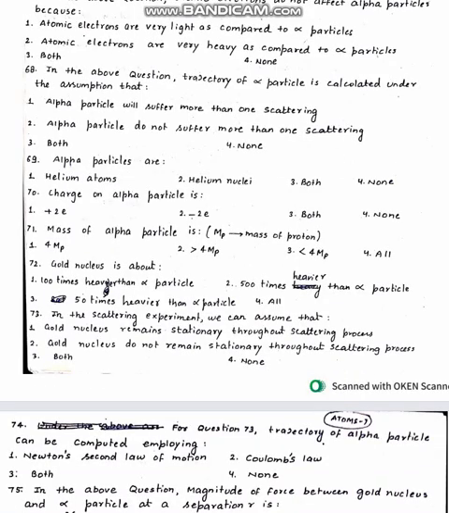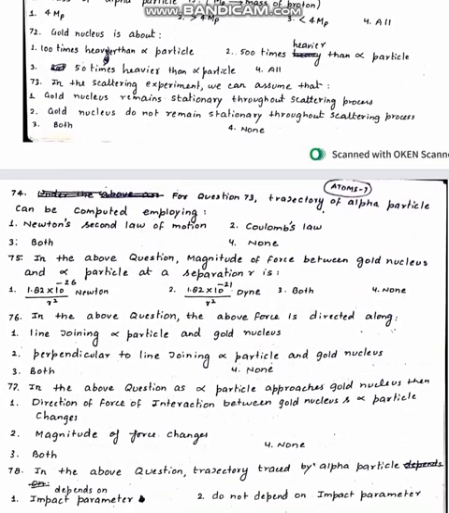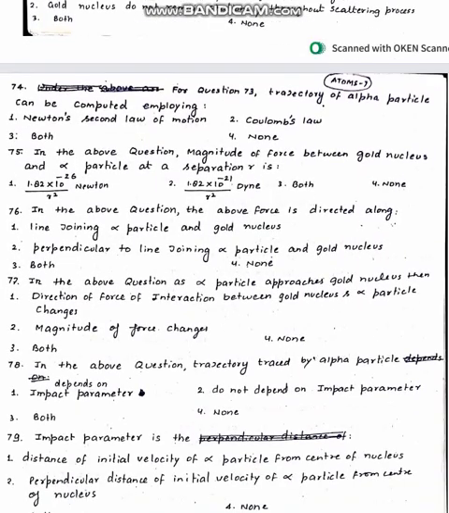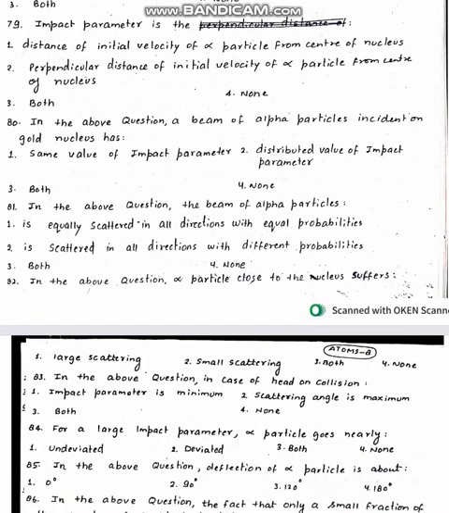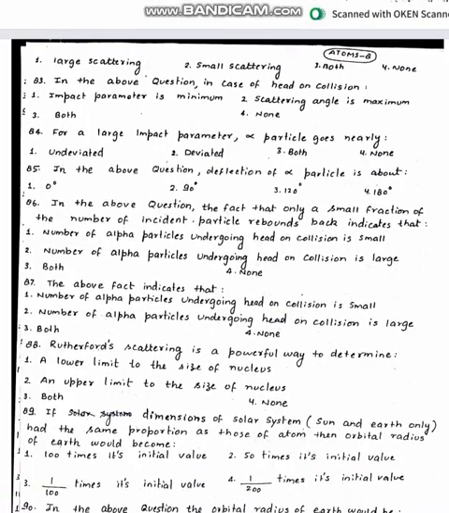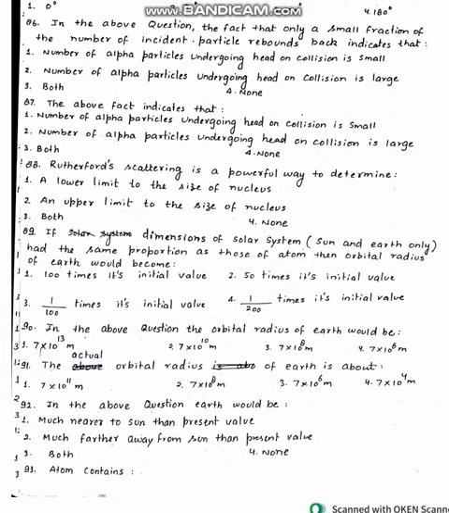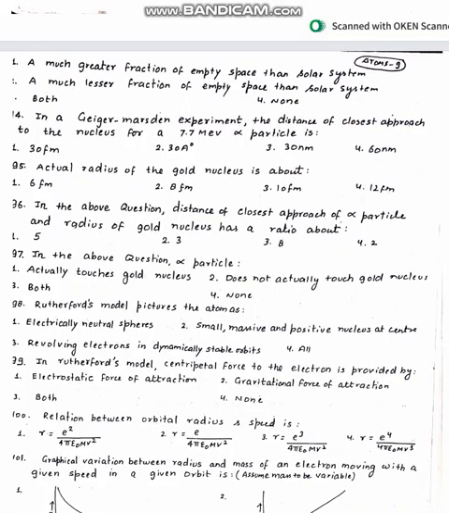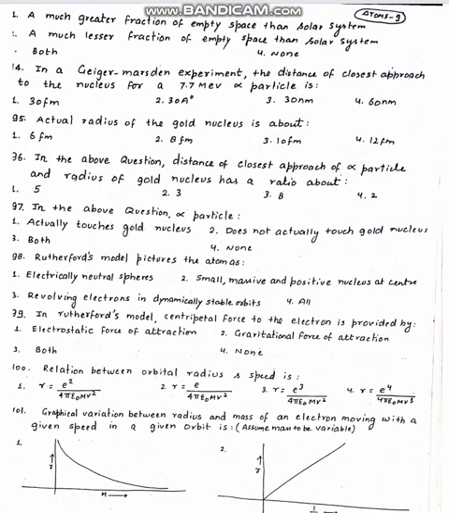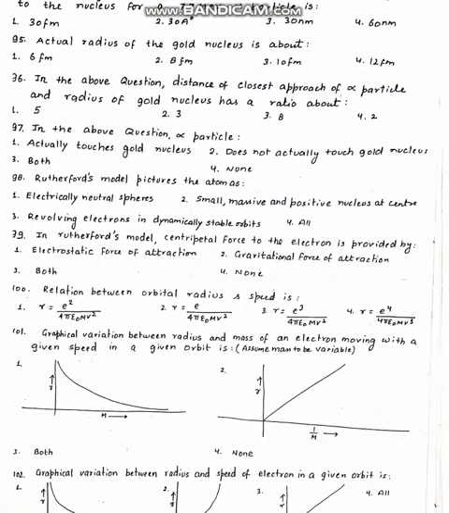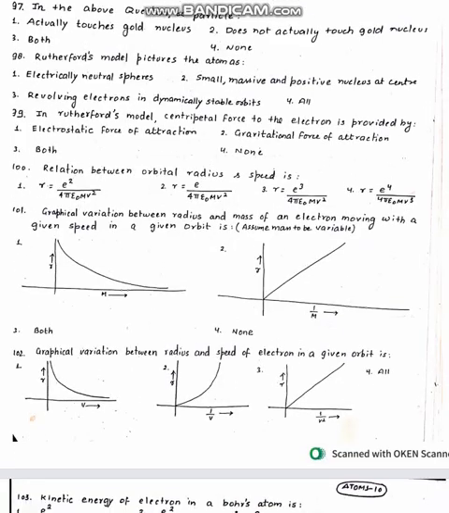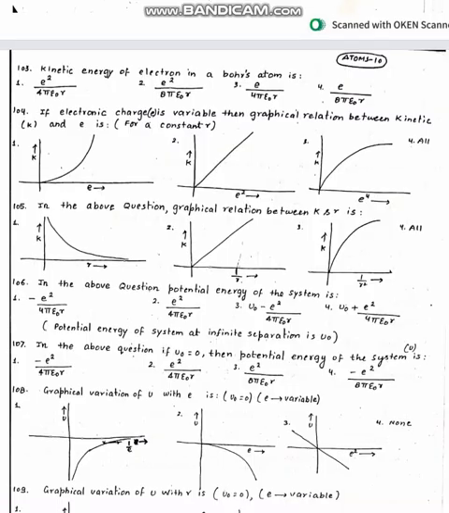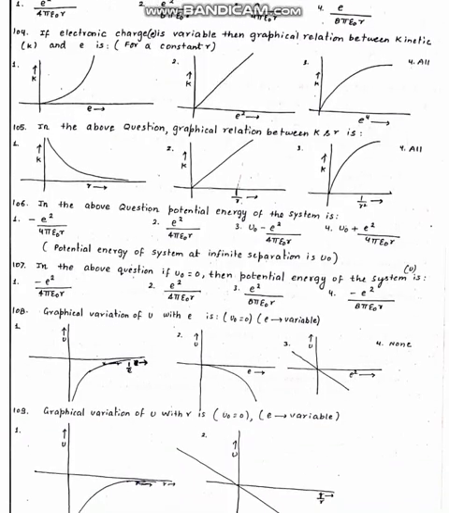Then we have some questions based on alpha particles, charge, mass, gold nucleus, the force between gold nucleus and alpha particles. Then we have scattering of alpha particles, then Rutherford scattering, solar system and atomic comparison. Then we have certain questions based on actual radius of gold nucleus, then relation between orbital radius and speed, graphical questions based on that. Again, graphical questions based on different parameters of an electron moving in an atom.